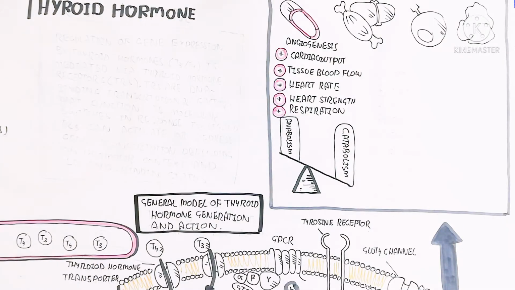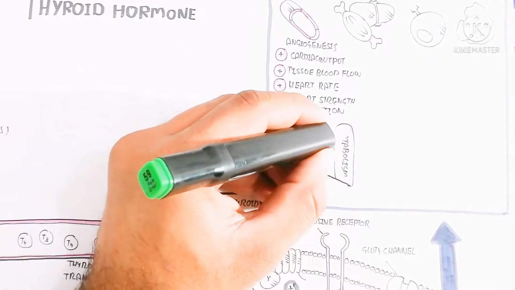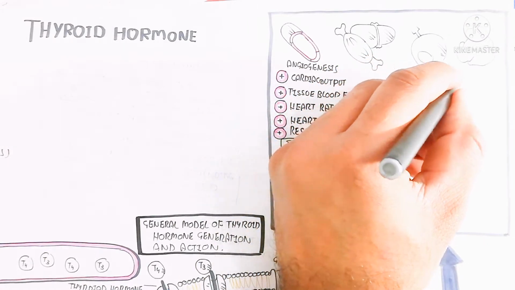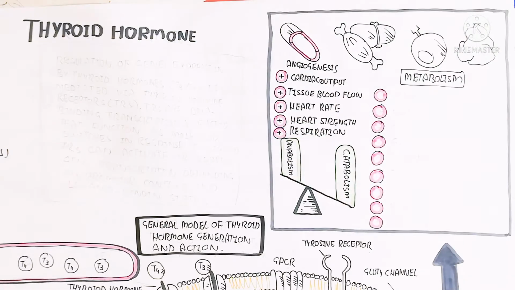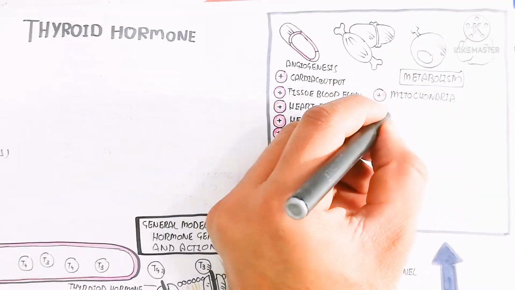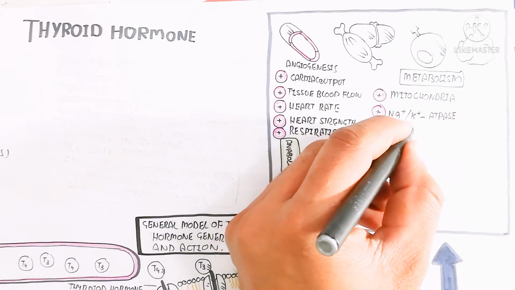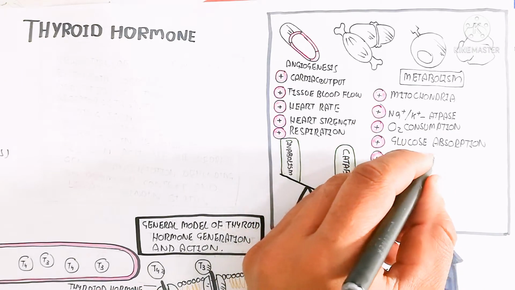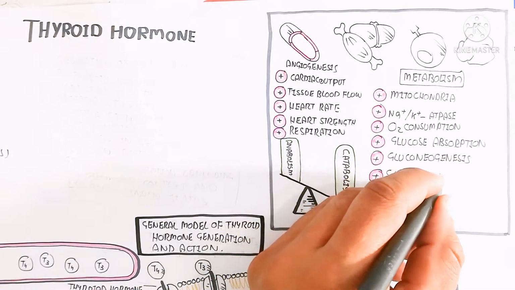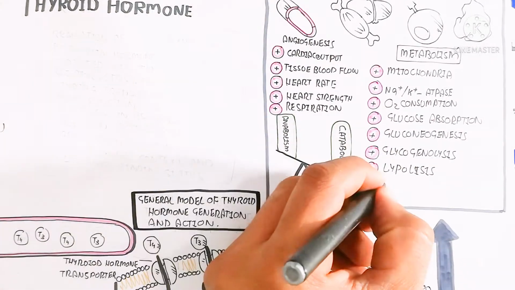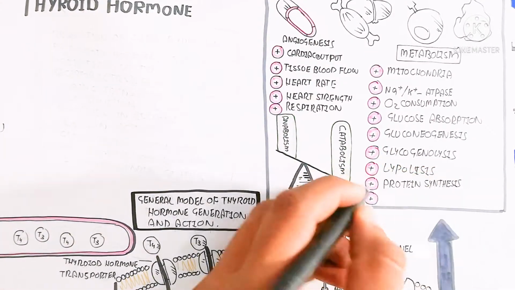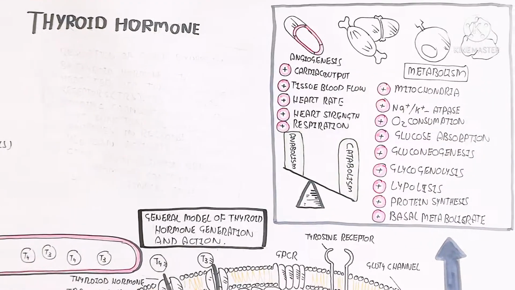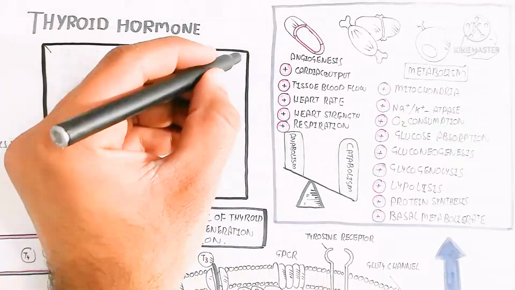So the sympathetic nervous system will lead to non-shivering thermogenesis and also shivering thermogenesis. Shivering thermogenesis does not involve the thyroid hormone, but non-shivering thermogenesis will involve production of more ATP from GLUT4 channel efficiency. So here is the metabolism. The number of mitochondria will be increased for respiration, sodium-potassium ATPase and oxygen consumption will be more, and glucose absorption will be more, and gluconeogenesis will be more, and glycogenolysis will be more, and lipolysis will be more, and protein synthesis will be more. Basal metabolic rate will be increased.